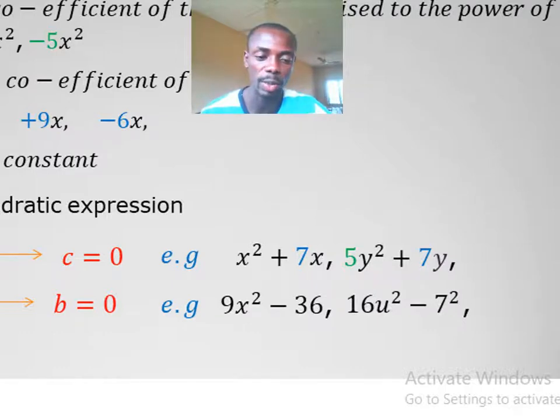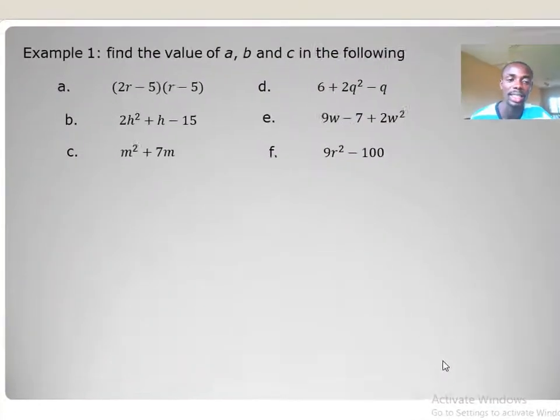Why? We are not having any expression of B. We're not having any expression of x. What we have here makes B equal to 0. And here also B is 0.